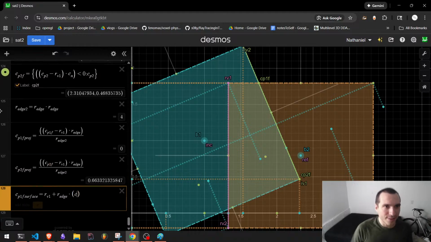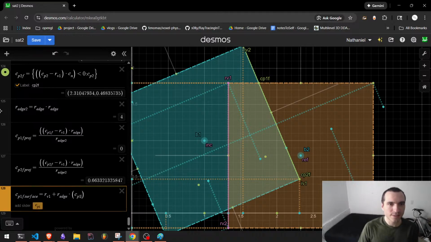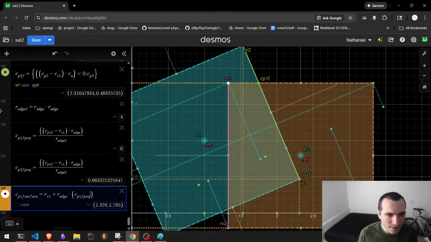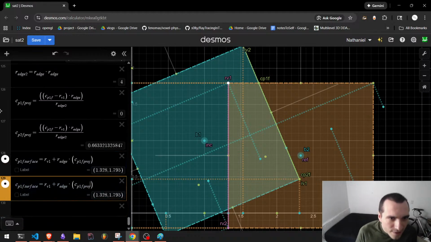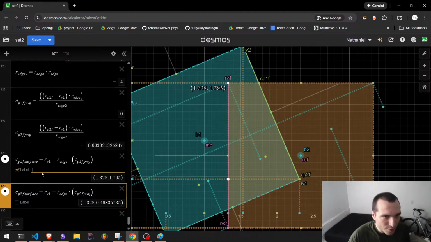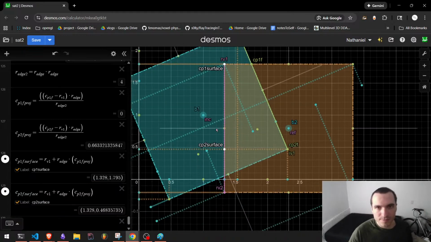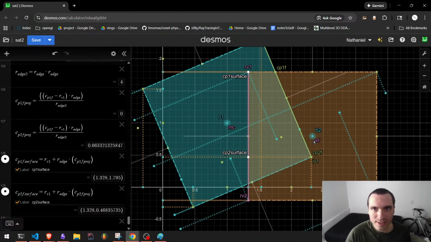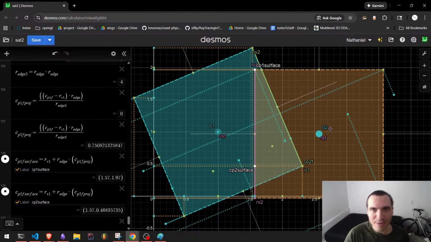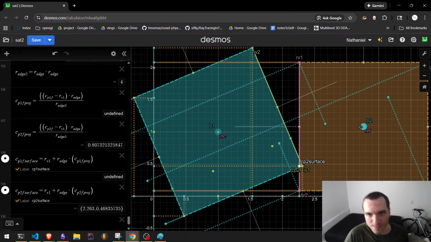And then we'll draw them. CP1F projection, and CP2F projection. And this will be the projection of the first clip point on the surface, CP1 surface. This will be the projection of the second clip point on the surface, CP2 surface. There you go. You can see that, move the box around. If we stop drawing it when they fall outside, there you go.